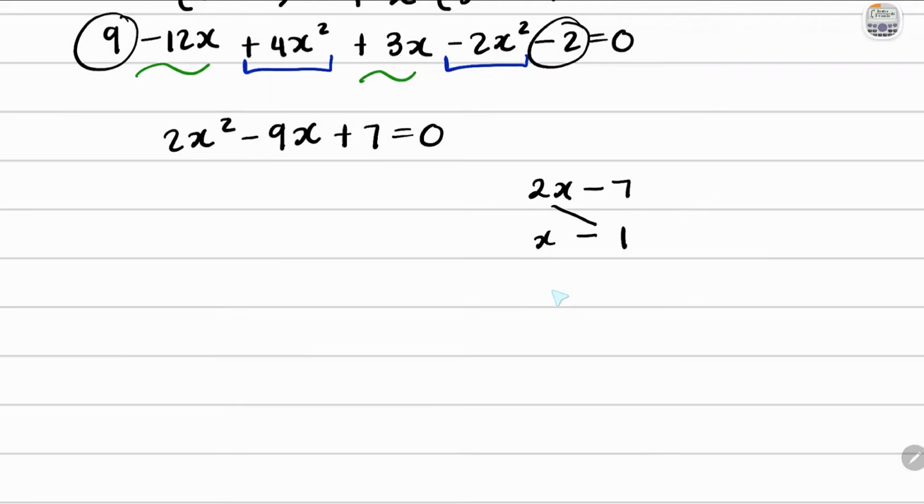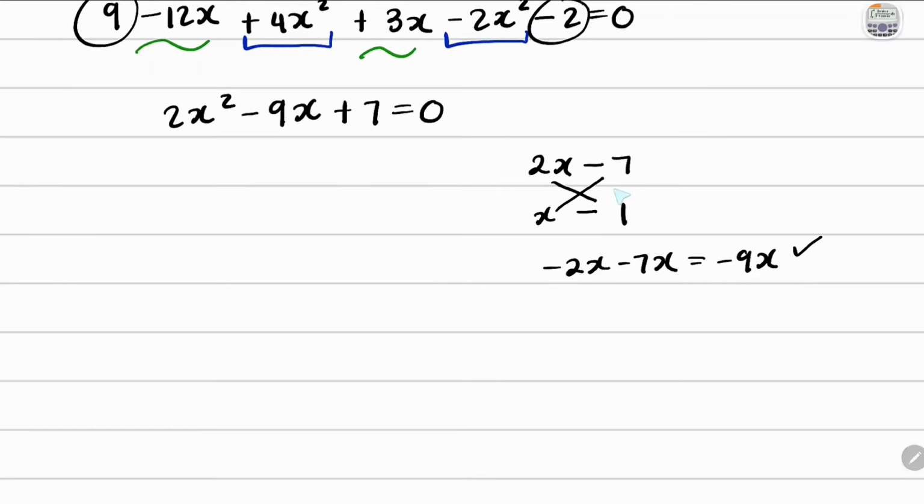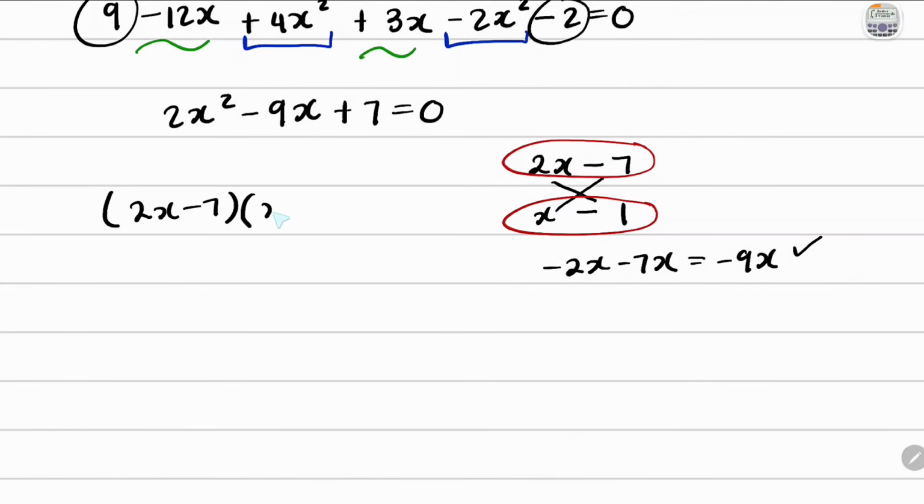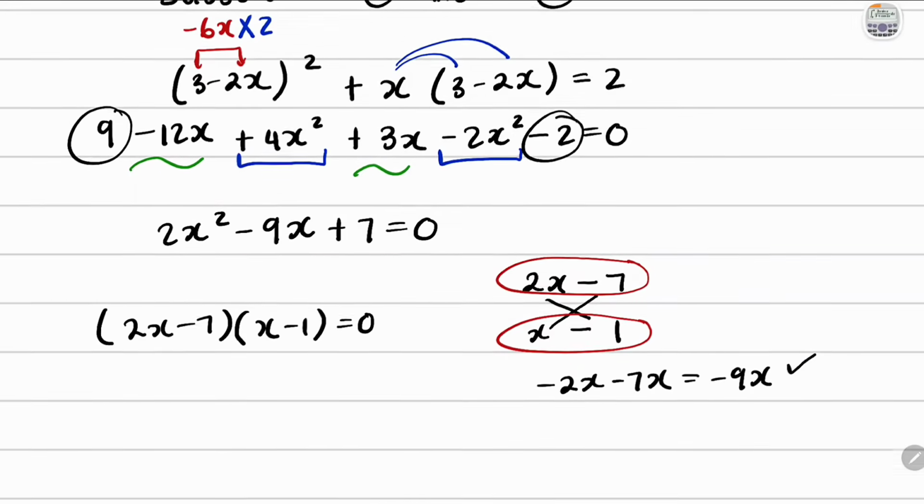Okay, so just check if it works. 2x times negative 1 is negative 2x, and x times negative 7 is negative 7x. That, if you add negative 2x and negative 7x, is negative 9x. Okay, so that does work out. And so we know what our factors are. This is a factor and this is the other factor. So it means we have (2x minus 7)(x minus 1) is equal to 0.